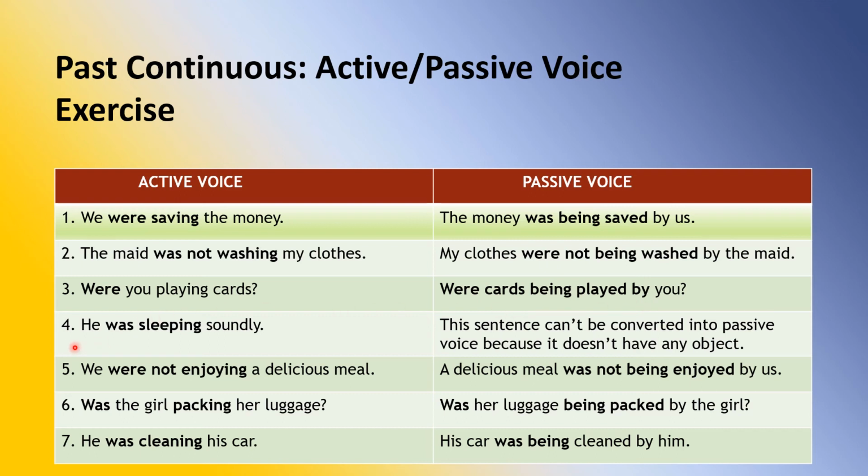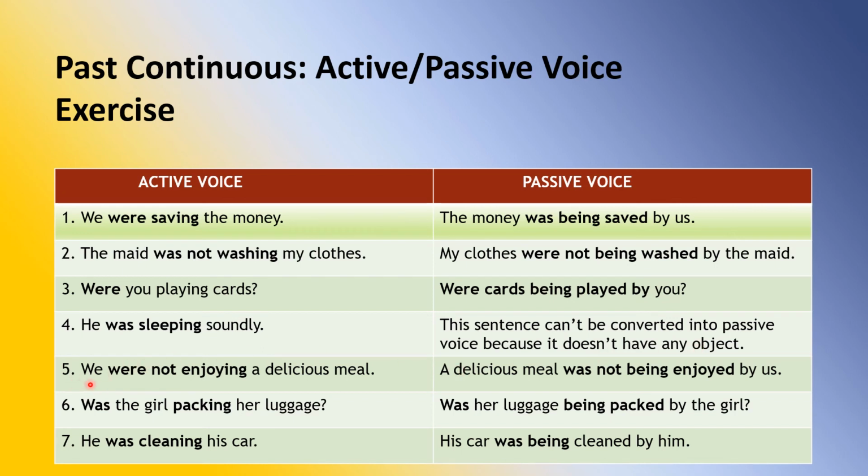The fourth sentence is: he was sleeping soundly. You can see that he is the subject, was is the auxiliary verb, sleeping here is the form of the verb, and soundly here is not the object, it is the extension. Now, this sentence cannot be converted into passive voice because it doesn't have any object.